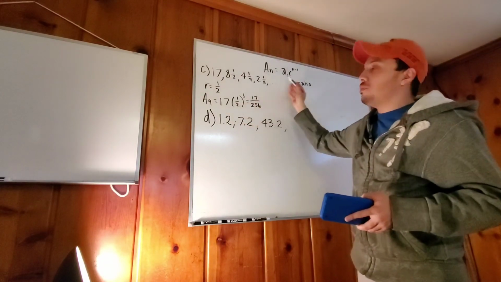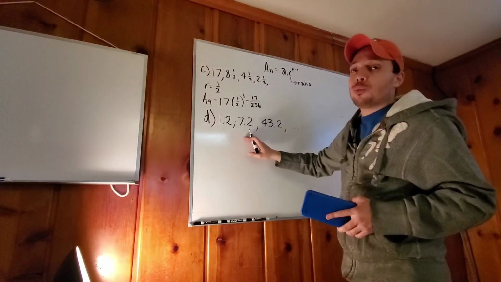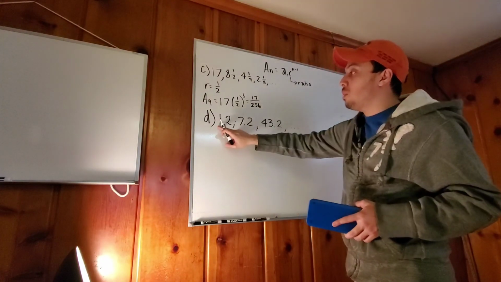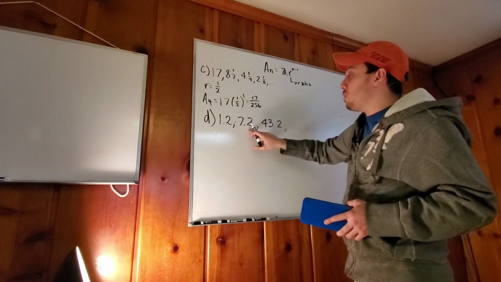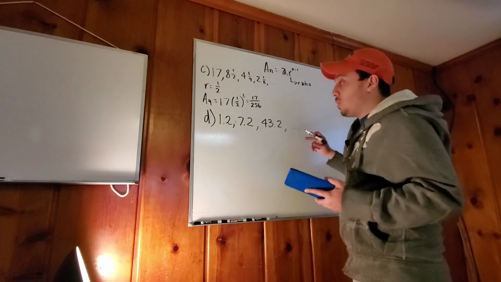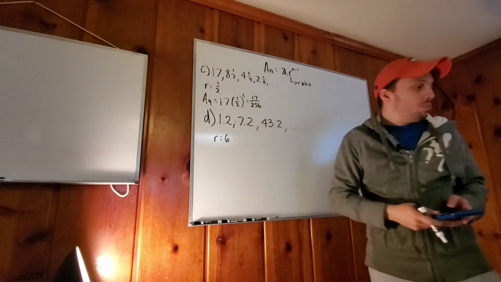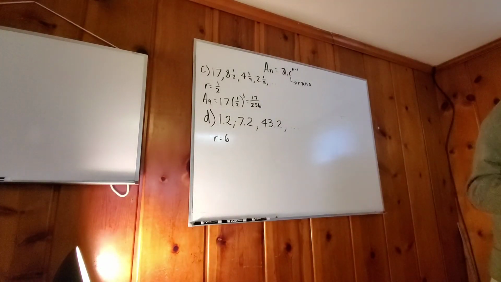So I'm telling you, the formula is pretty easy. It's pretty self-explanatory. And here what we're doing is we're multiplying by 6. How come? 12 times 6 is 72. 72 times 6 is 432. And so each time we're just multiplying by 6. So the ratio is 6. I know this just by looking at it. I don't look at the book, I promise.